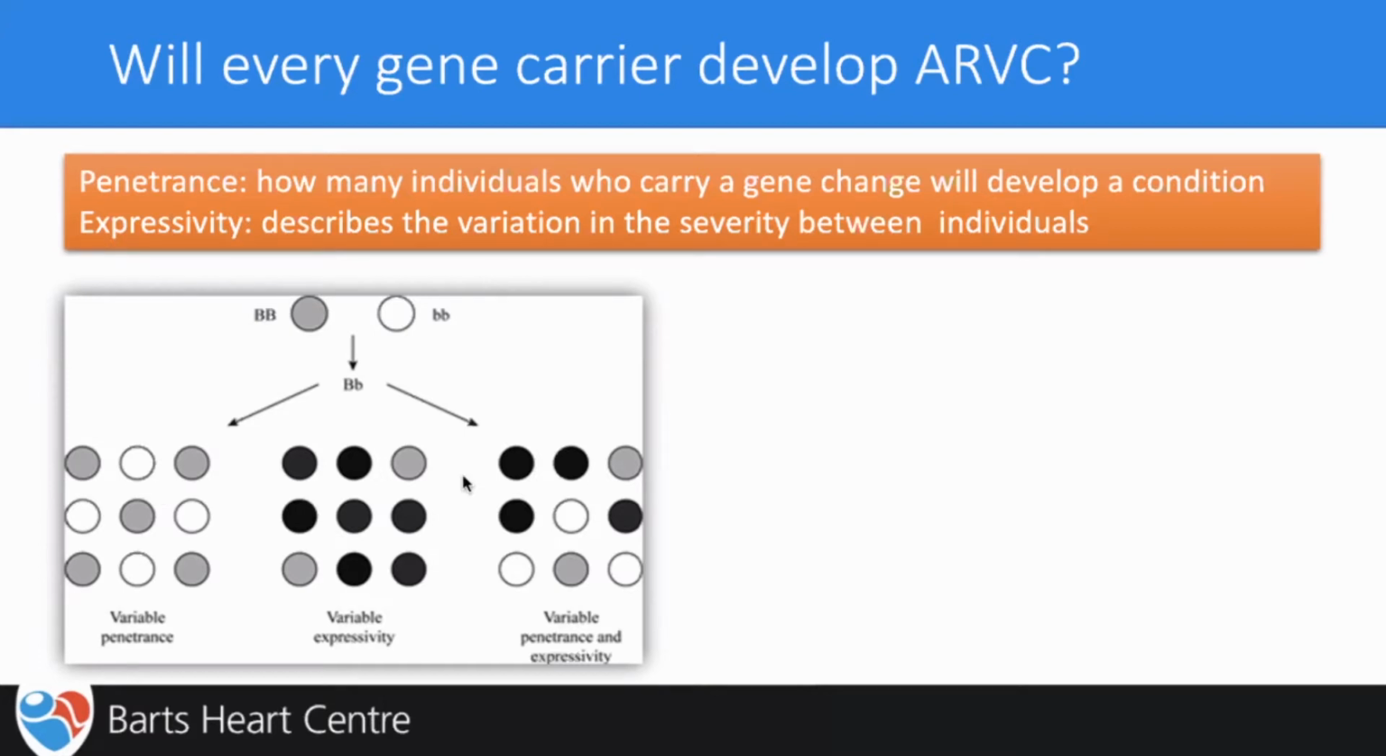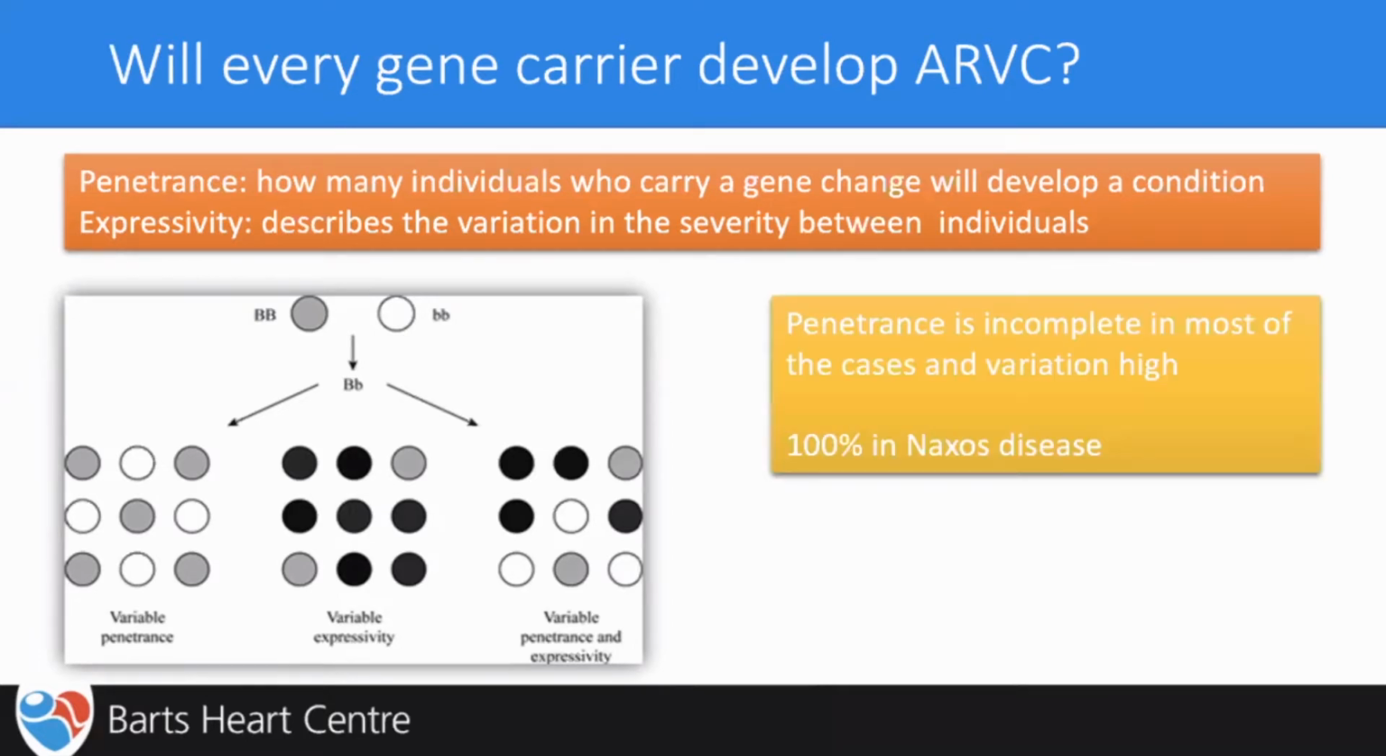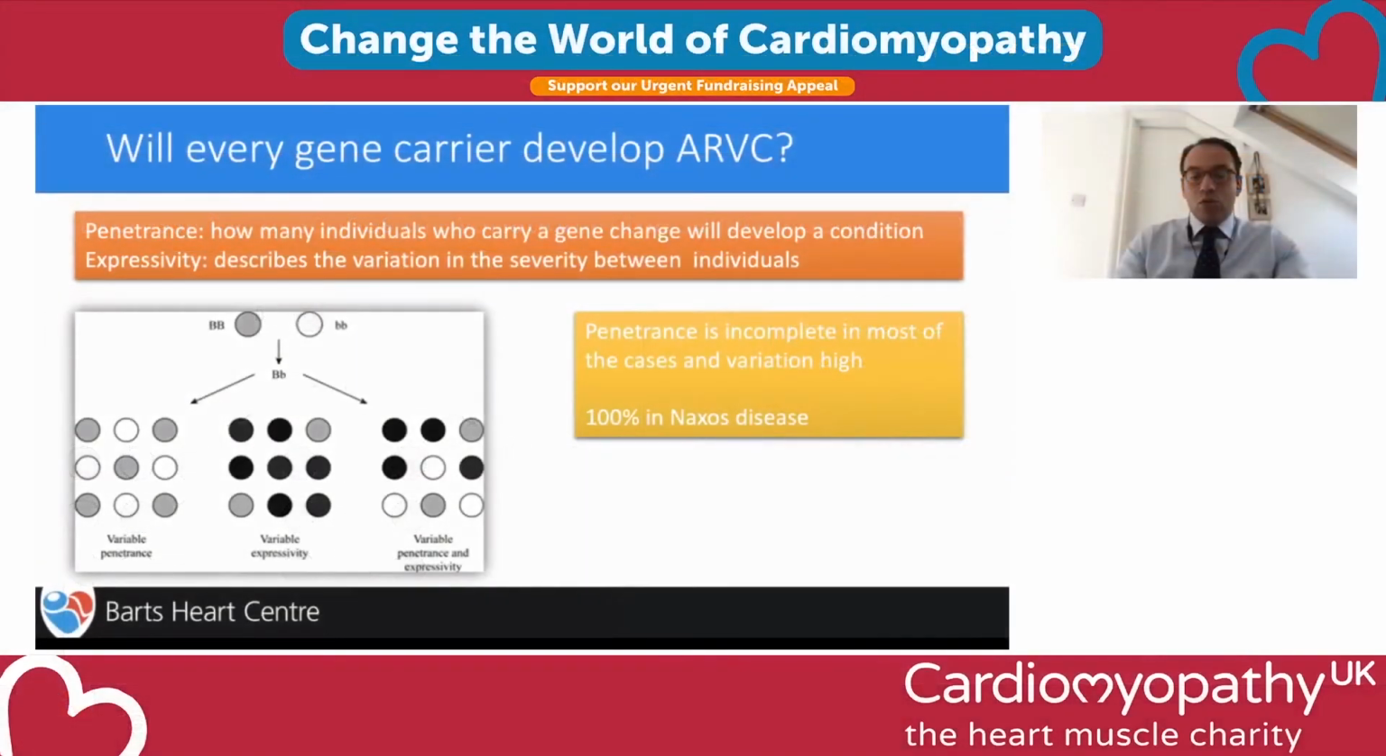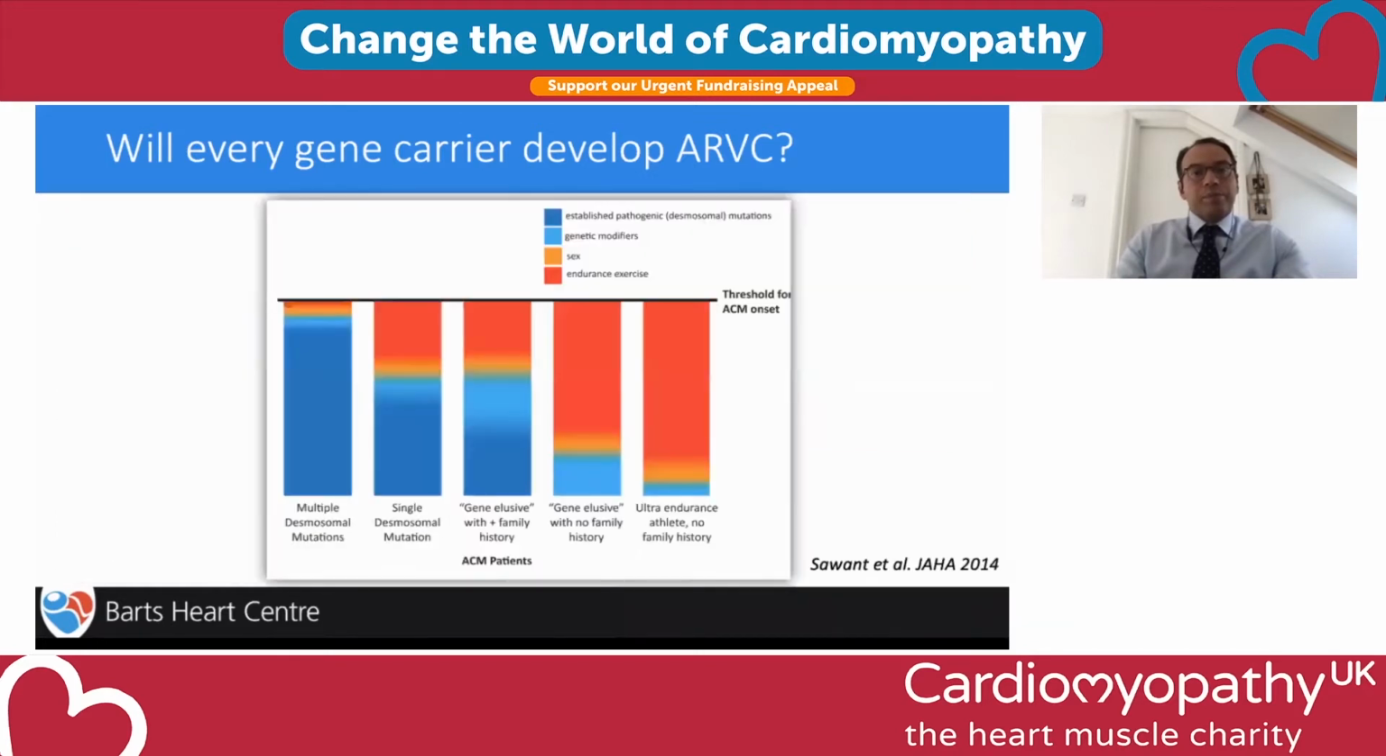So not everybody is going to develop the condition, and if they develop the condition, there will be a large variation. And penetrance is mostly incomplete in most of the cases of arrhythmogenic cardiomyopathy with a pretty high variation. And there are a number of reasons for that. Whereas in Naxos disease, the approach is 100% penetrance.